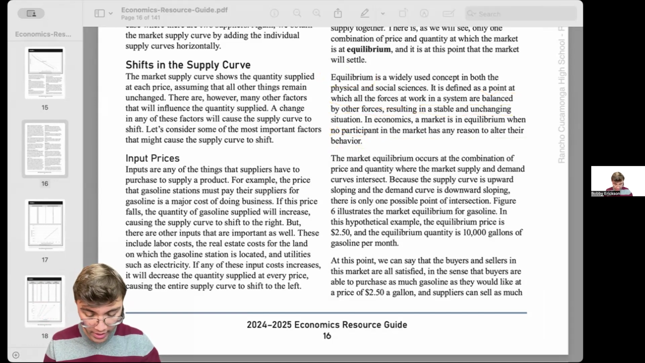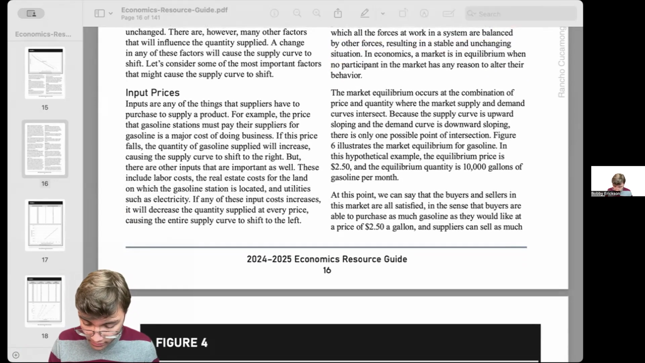Equilibrium is not just where supply and demand intersect, it's where nobody has any reason at all to alter their behavior. They should be happy right where they're at. So, this equilibrium happens, as we said, where supply and demand intersect. And because each of them is a different sloping line, so one is downward sloping, one is upward sloping, then we can see that there's going to be only one point of intersection. So this is very important.